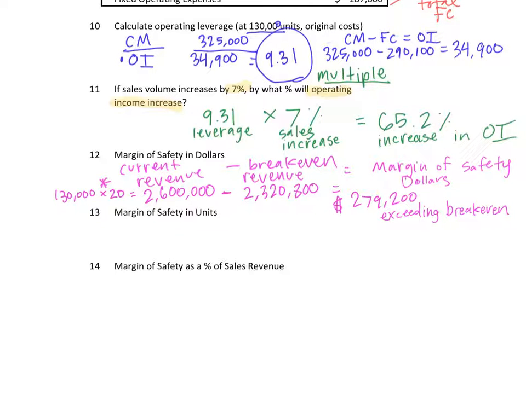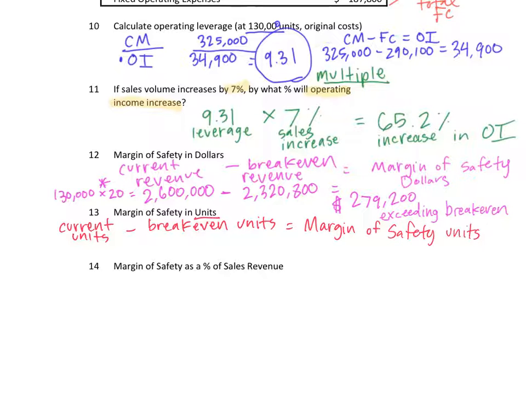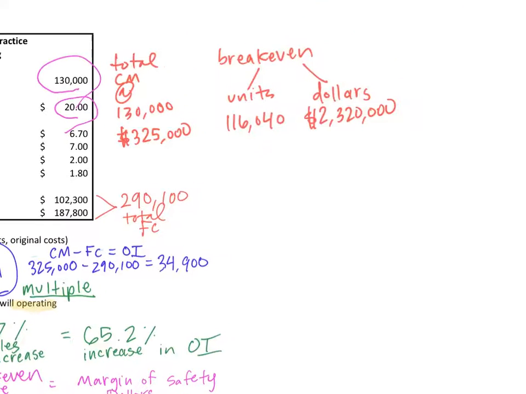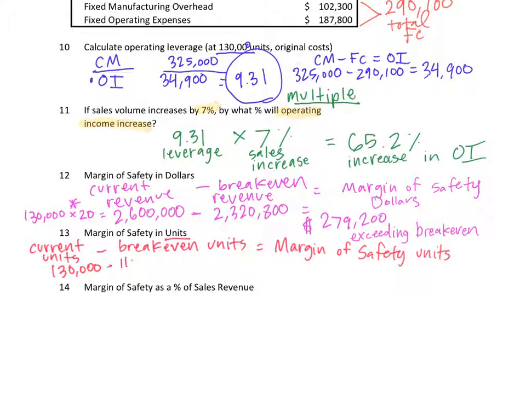Margin of safety can also be expressed as a number of units by which a company is exceeding its break-even units. So to calculate margin of safety in units, we take the current level of unit sales and subtract the break-even units. The difference is the margin of safety. So we will take 130,000 units, which is our regular monthly sales volume, and we will rely on our previous calculation that the break-even units is 116,040, and take the difference and arrive at our margin of safety in units of 13,960. This calculation is telling us the number of units by which Johnny's Manufacturing has exceeded the amount that it needs to simply break even. Now we are ready for our final calculation in this video.